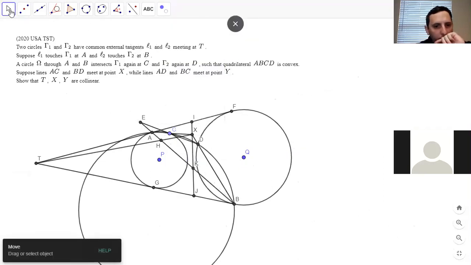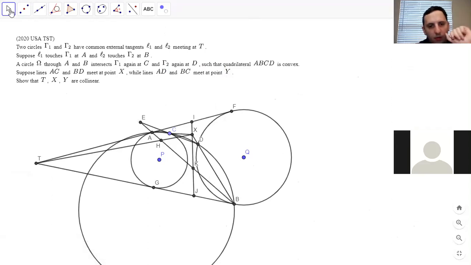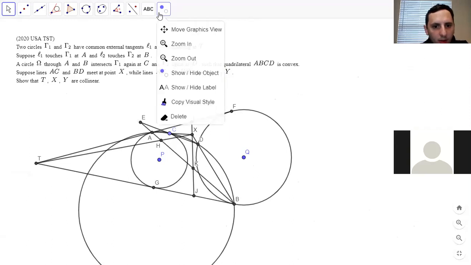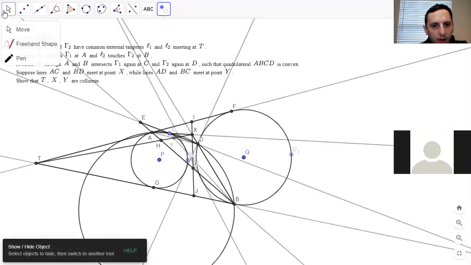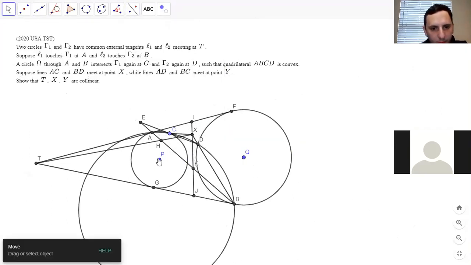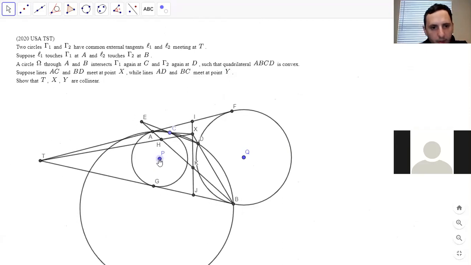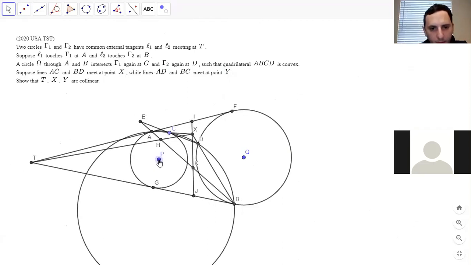Let's see. It could be useful. I'm not going to draw that, just because the way I drew it, the circles are really close to one another. So it's hard to see the in-similicenter, but we can think of how to do it, then I'll draw it in.